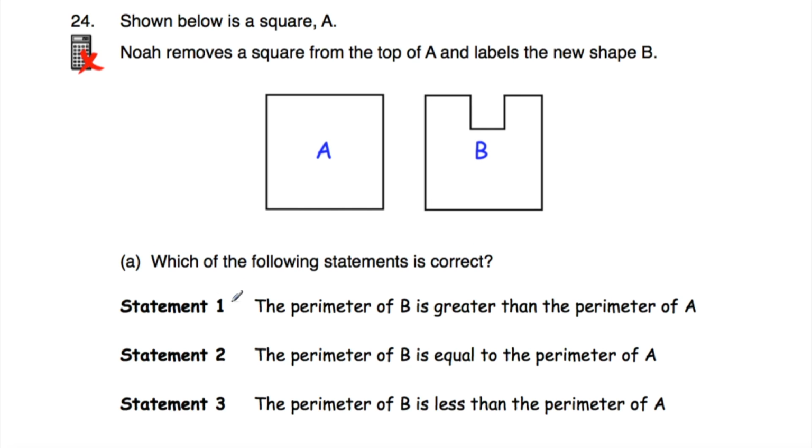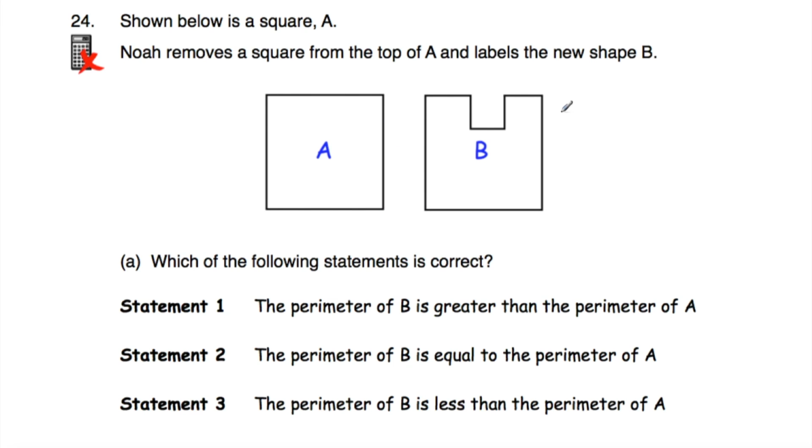And we've got 3 choices, 1, 2, and 3. And the choices are, the perimeter of B is greater than the perimeter of A, the perimeter of B is equal to the perimeter of A, and the perimeter of B is less than the perimeter of A. Well, let's have a look and see. So we've got A and we've got B, and let's look at the perimeter of A.